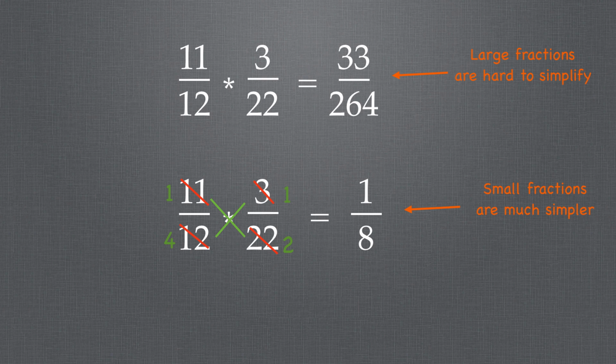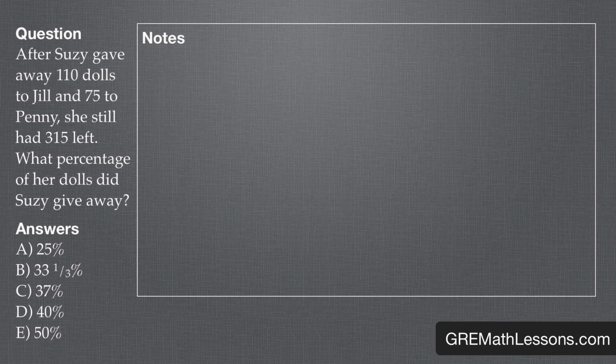Let's take a look at our sample question. After Susie gave away $110 to Jill and $75 to Penny, she still had $315 left. What percentage of her dolls did Susie give away? A, 25%, B, 33.33%, C, 37%, D, 40%, or E, 50%.